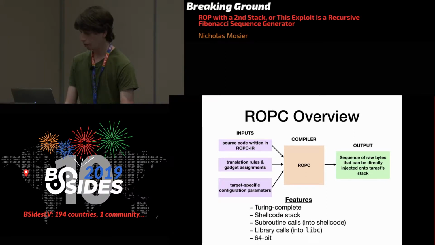I'll give a brief overview of how compilation works. As input, the compiler takes in source code, which is written in the source language called ROPC-IR. It's really more like a made-up assembly-like language, hence the IR, intermediate representation. It also takes in translation rules and gadget assignments. This tells the compiler how to implement each basic operation in gadgets found on a specific system or version of libc. And then finally, there are configuration parameters.